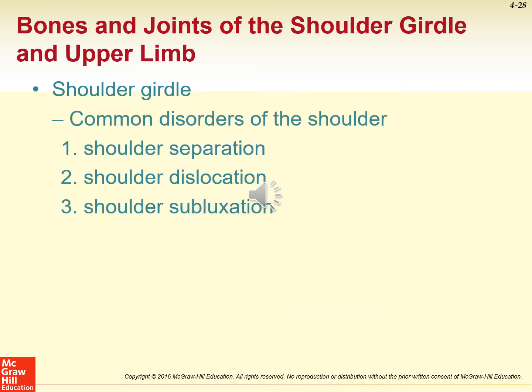So what is a shoulder separation? Well, a separation is a dislocation of the AC joint, right? So that's usually resulting from a fall, okay? What is a shoulder dislocation? So it's when the ball of the humerus comes out of the socket of the scapula.